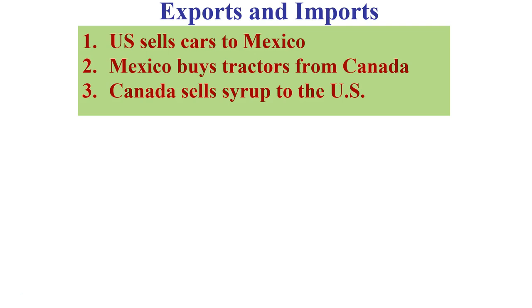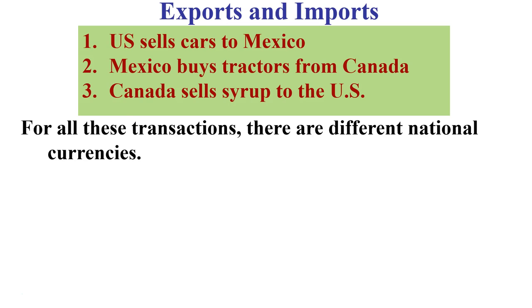So let's say the United States sells cars to Mexico, maybe Mexico buys tractors from Canada, maybe Canada sells maple syrup to the United States. All of those transactions are happening all day, every day. But the thing we haven't talked about is that for all of these transactions, there are different national currencies. And so when the United States buys from Mexico, do we pay in dollars or pesos? We're not really sure, right? When Canada sells maple syrup to the United States, do we pay them in American dollars or Canadian dollars? So we have to figure this out.